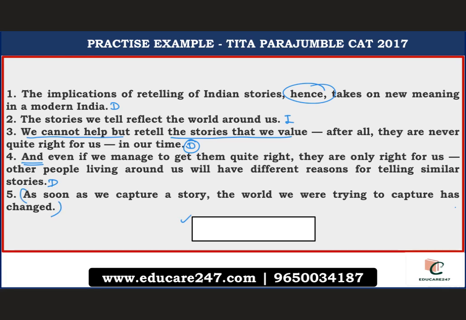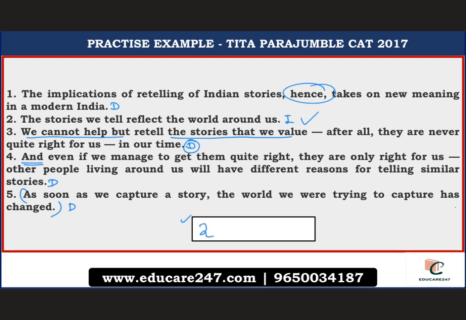So suppose we start with this sentence, will it make any sense? As soon as we capture a story, the world we are trying to capture has changed. There is no sentence amongst the above four sentences which can link and come after this, which has any connection, right? Hence, this is also a dependent sentence. So, which is the only independent sentence over here which has a very broad meaning as well as is most generic in nature? It is sentence number 2. So, hence, 2 forms the first sentence.